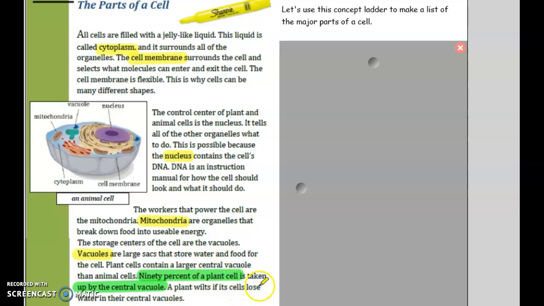A plant wilts, it says, if its cells lose water in their central vacuole. I got bad news for you. One of the corn was looking a little bad, but don't worry, I watered it. Sometimes it's hard to remember if I watered them or not the day before.